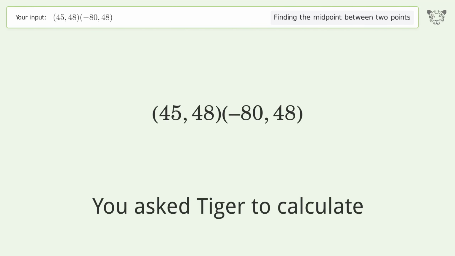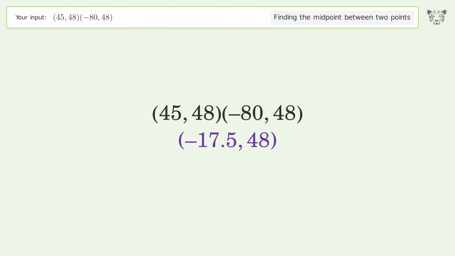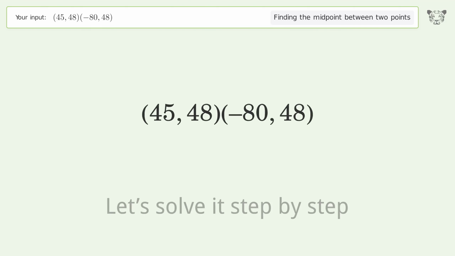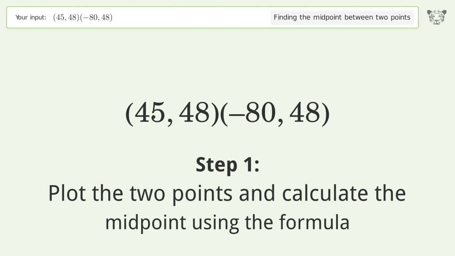You ask Tiger to calculate. This deals with finding the midpoint between 2 points. The midpoint between the 2 points is negative 17.548. Let's solve it step by step. Plot the 2 points and calculate the midpoint using the formula.